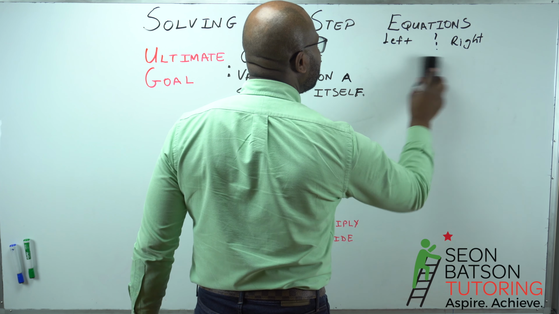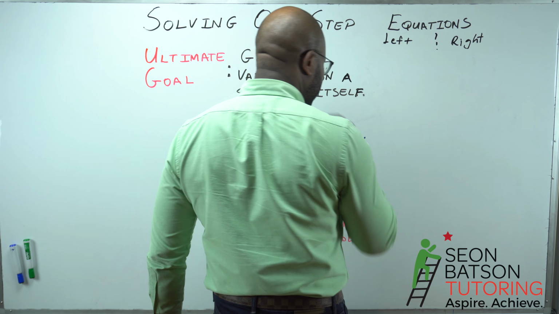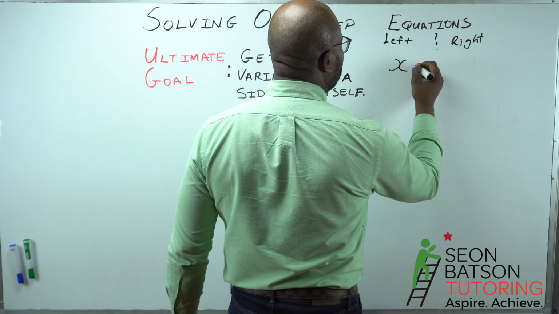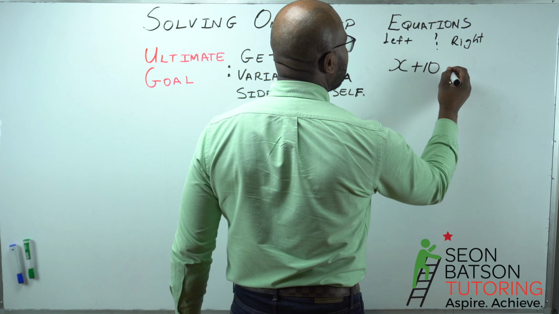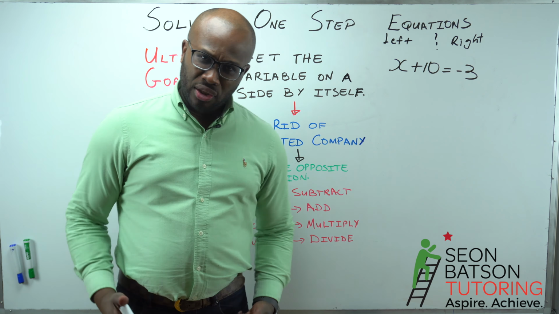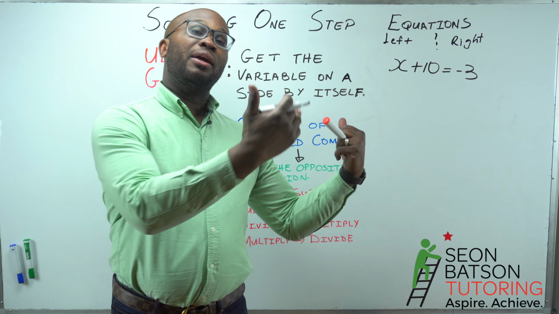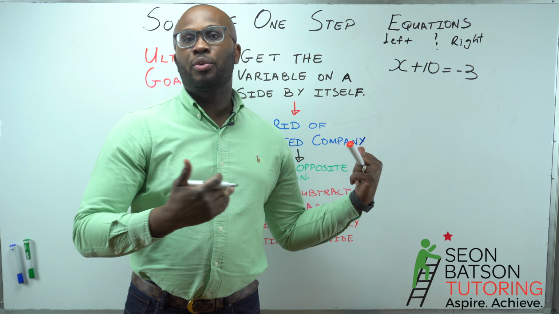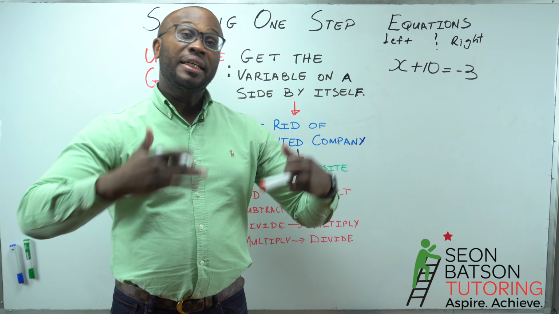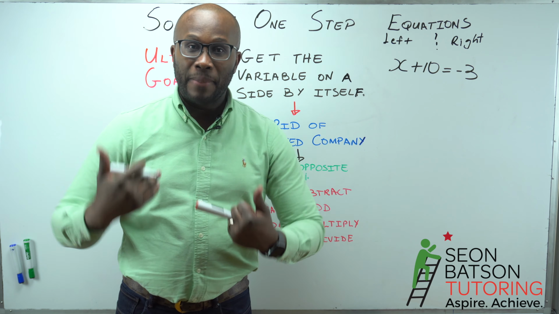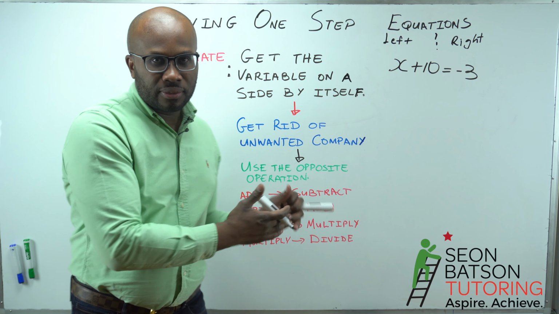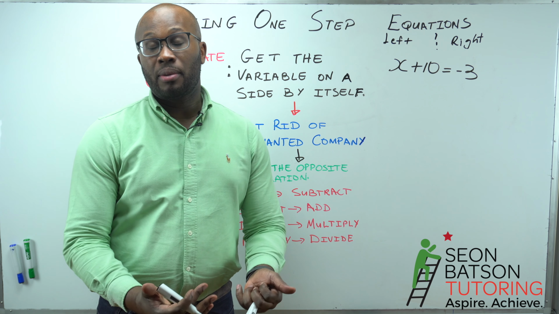Your turn to put the pedal to the metal. Do x plus 10 is equal to negative 3. Pause the video, or if you need to, you can go back and watch the examples that we worked earlier and then come back, okay? But pause the video, give it a try, and then come back and let's see if we get the same answer. Just follow our process, or your goal will be to get the variable by itself.